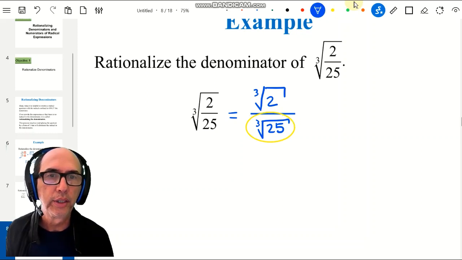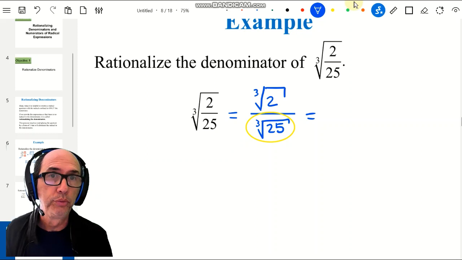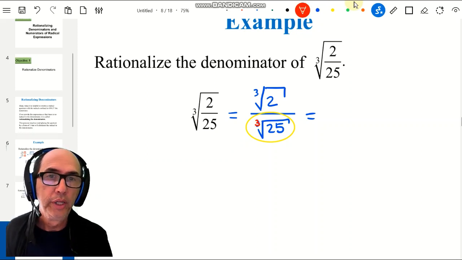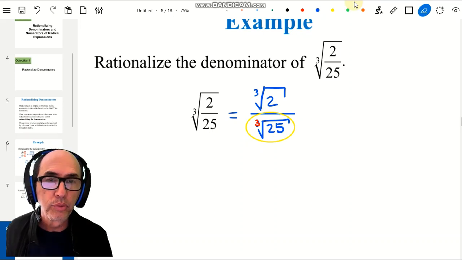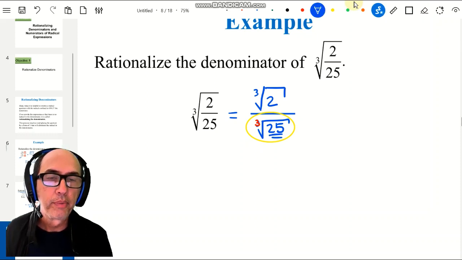We want to rationalize, so we can multiply. But look, now it's a cube root. The index is 3. We need to find a number that if you multiply on the top and on the bottom, you're going to be able to cancel the cube root. And that means we have to find a way of getting a perfect cube here on the denominator, right?